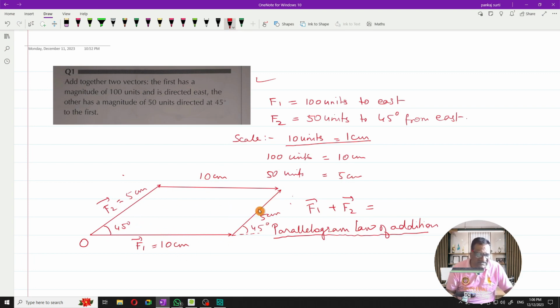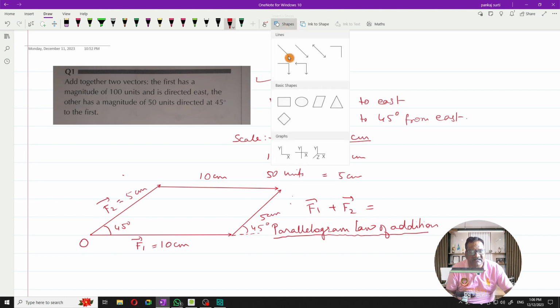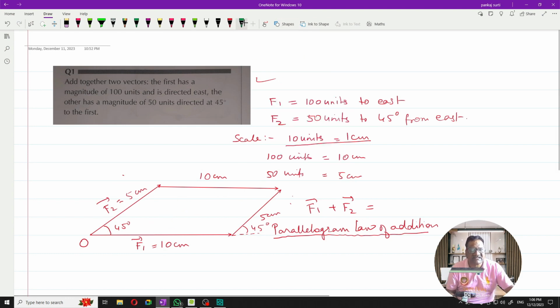Okay, now once the parallelogram is completed, the f1 plus f2 is given according to parallelogram law. It is given by this vector. Now let me take a different color. Let me take this green color. So this diagonal, can you see this diagonal that I'm trying to create? This diagonal of this parallelogram is going to give me f1 plus f2. So this is my f1 plus f2. This one diagonal is f1 plus f2.